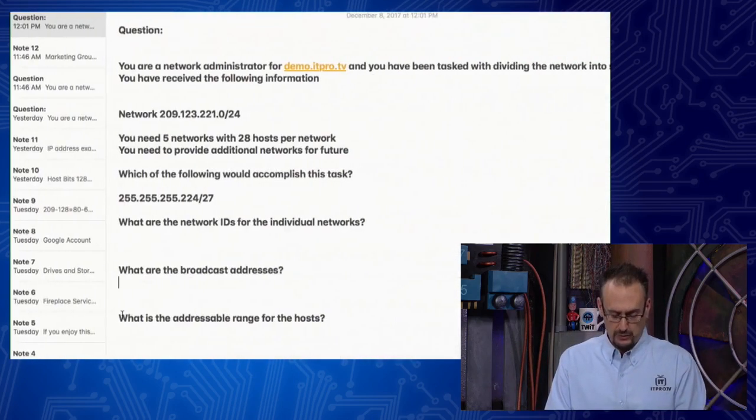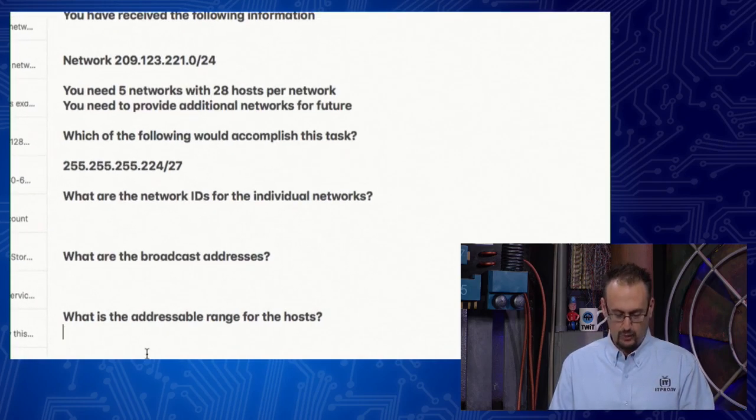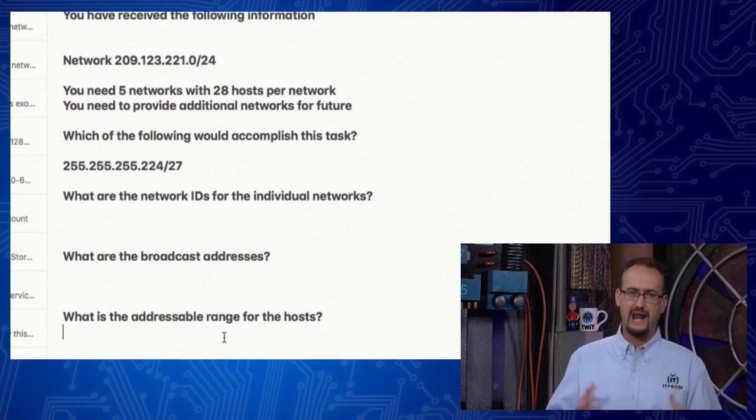So the last part of this question, just to take this into completion, is what is the addressable range for the host? Now that we know what we can't give, right?